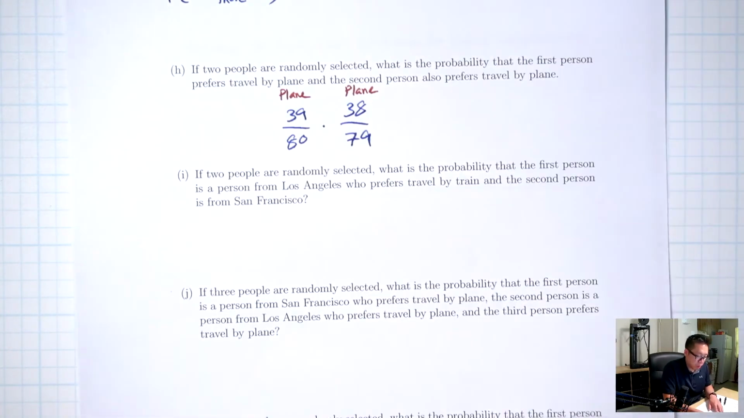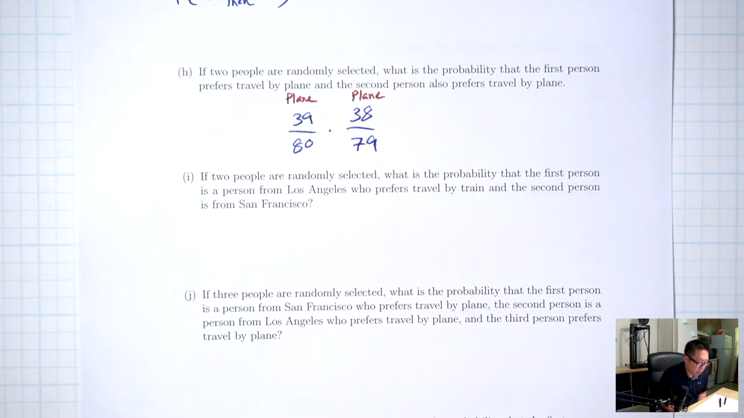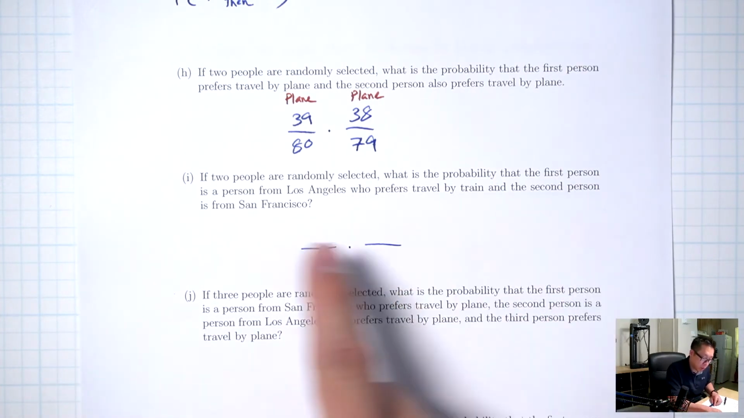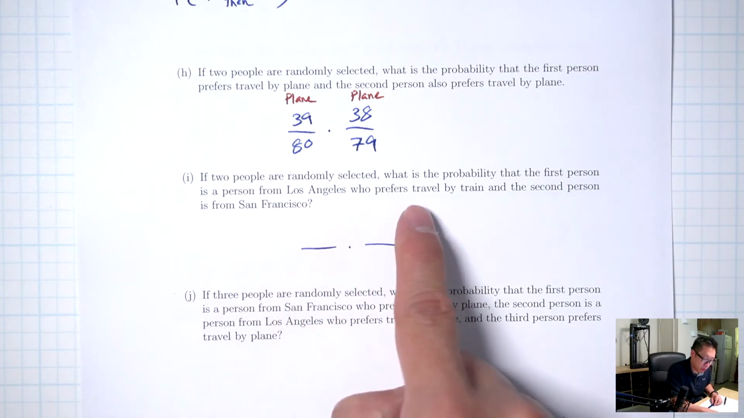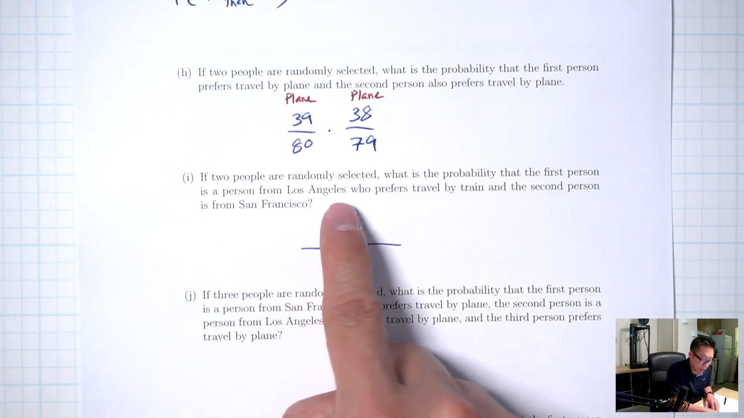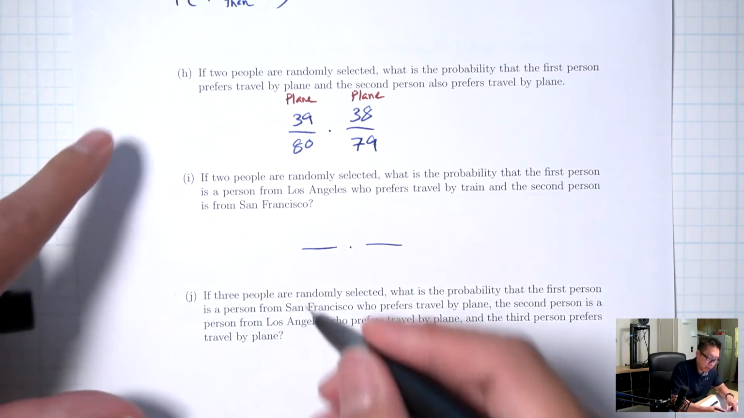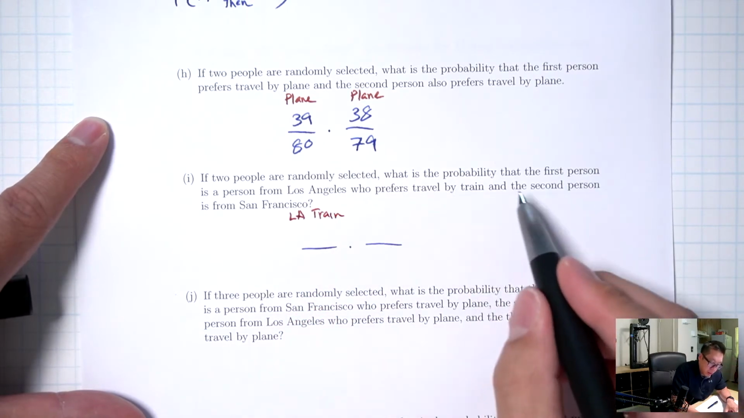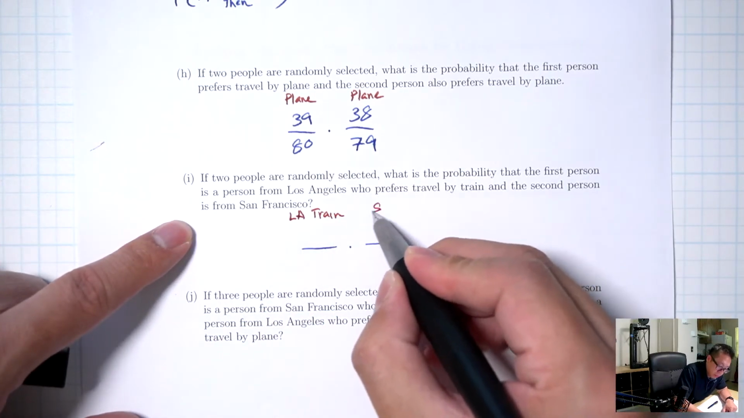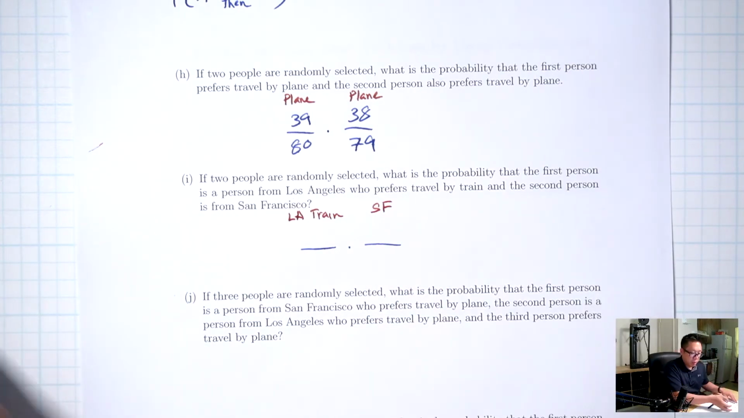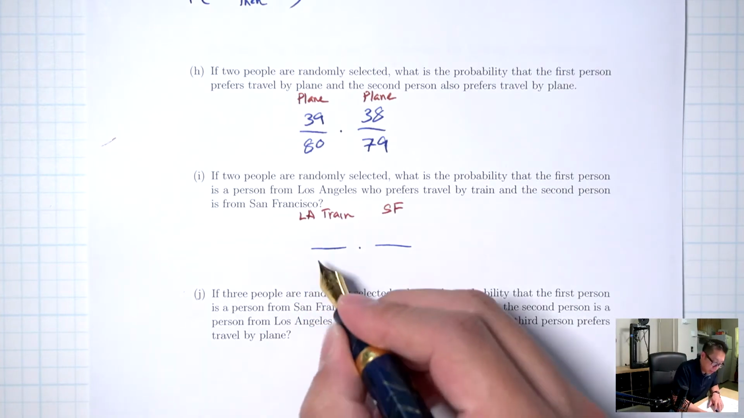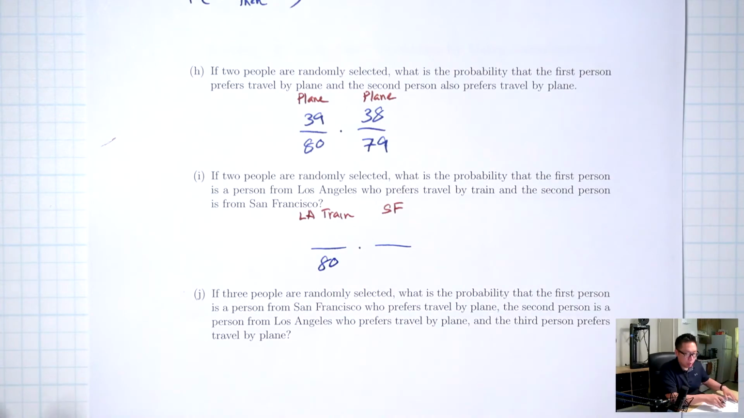All right, so let's try a couple more examples. Part I. If two people are randomly selected, that already tells me that I need two fractions. What is the probability that the first person is a person from LA who prefers travel by train? So the first person is LA train. The second person is from San Francisco. First fraction, the bottom is going to be everybody, which was 80.